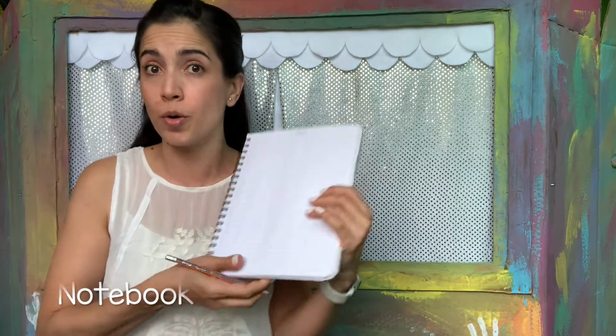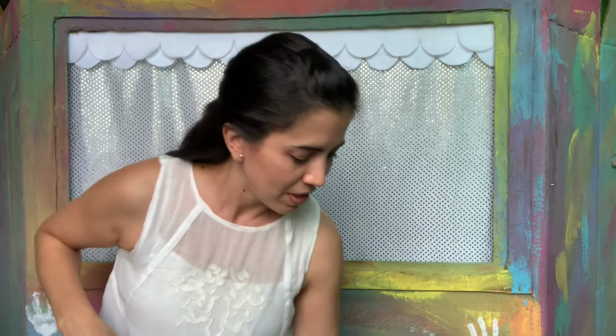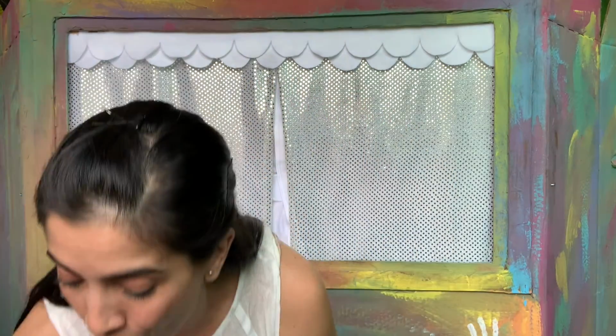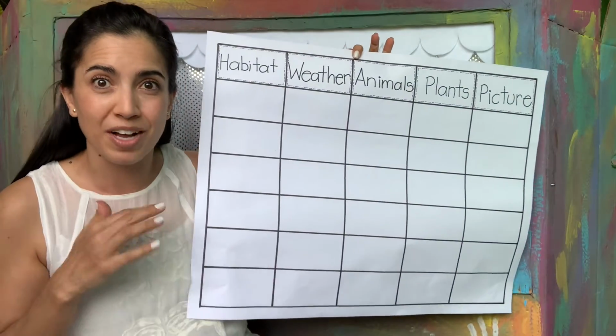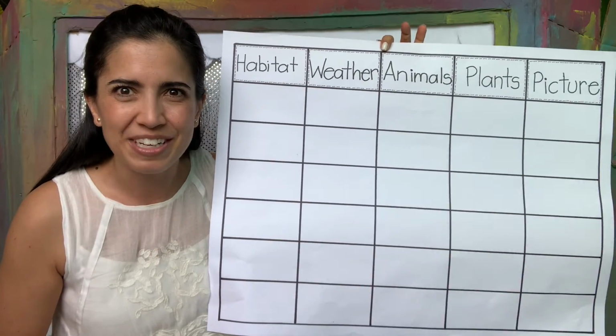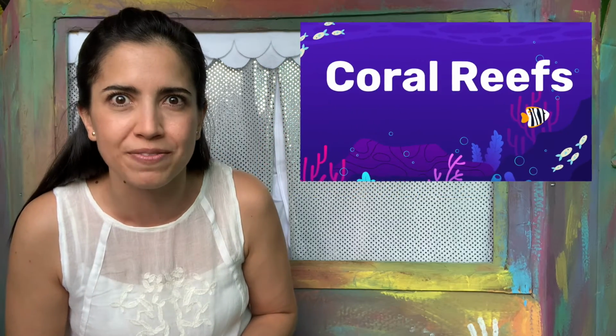I'm Miss Carmen and I'm here to tell you what to do for your science center of the day. The materials you will be needing are your notebook, your pencil, your color pencils, and also your graph, the graph that you've been working on for these couple weeks. Are you ready? We're going to be learning about a new habitat today. Do you have any ideas? What is it about? Yeah, we're going to be talking about coral reefs. Are you ready? Let's go.